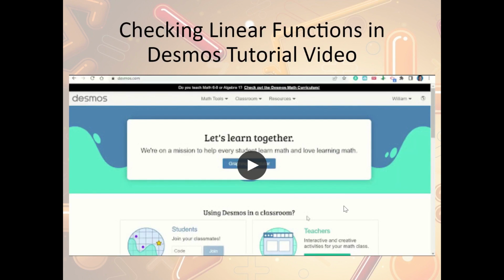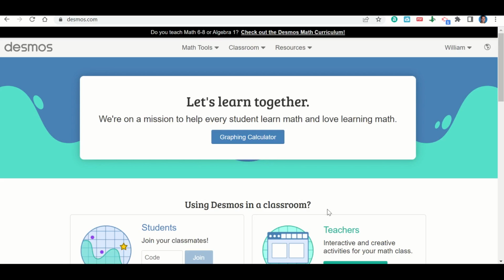There's a video here also that shows you how to graph linear functions in Desmos, so you can go ahead and watch that. Let's talk now about how to check our work with linear equations using Desmos.